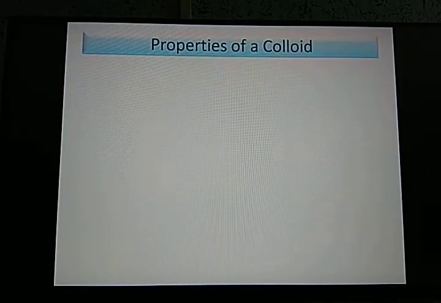Some properties of colloids. Now we have learned about the different properties of a solution, properties of a mixture, properties of a suspension. So let us see the properties of a colloid. Now these properties of a colloid will help us to understand why it is a homogeneous looking mixture, but in fact it is a heterogeneous mixture. So let us see the properties.